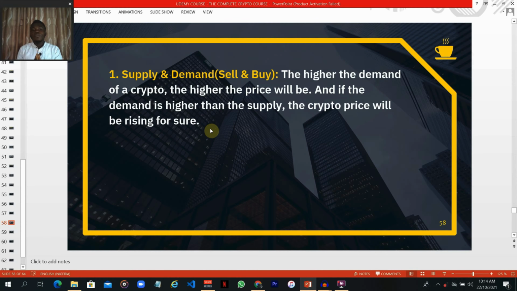So if you are checking the volume of a coin and see that more people are trading this coin or more people are buying this coin, then you know that the price of that coin will go up. And if more people are selling the coin, the price of that coin will go down. So supply and demand is one factor that affects the price of a coin.